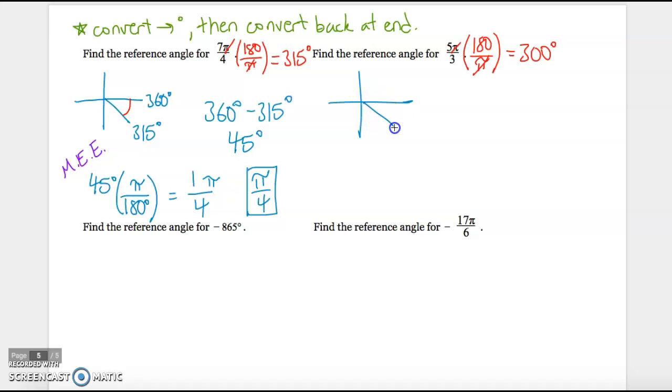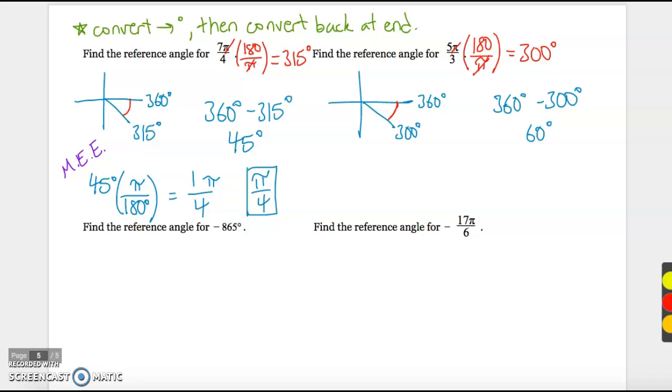300 degrees falls in my fourth quadrant. Then I'm finding the difference between 300 degrees and 360 degrees, my x-axis. So I do 360 minus 300, which gives me 60 degrees.